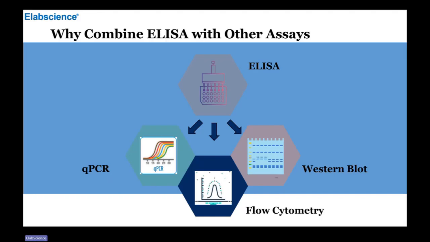qPCR reveals gene expression patterns. Western blot confirms the size and specificity of the protein, and flow cytometry links the secreted proteins to a particular cell population. Integrating these methods helps us verify the findings and adds biological context. It also reduces the risk of misinterpretation from relying on a single technique. Using multiple assays together strengthens both the reliability and depth of your research conclusions.